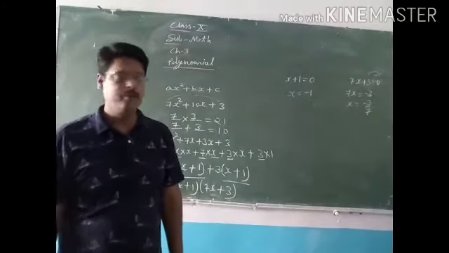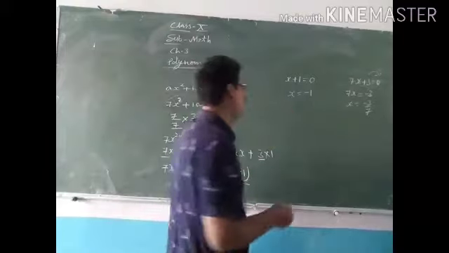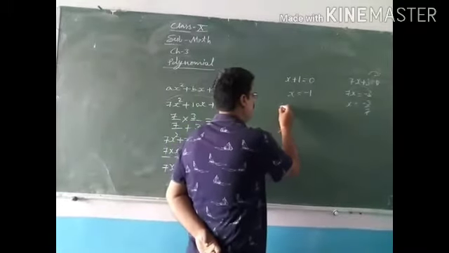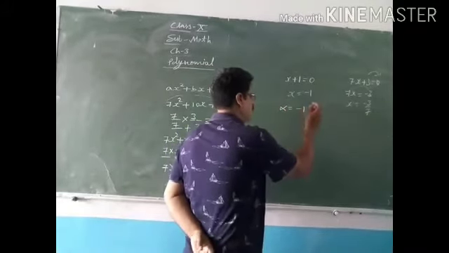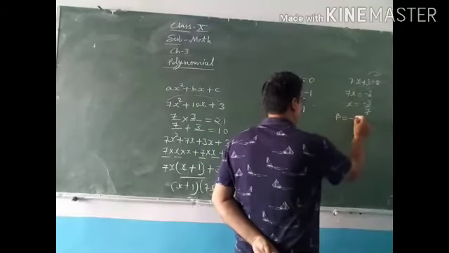Understood everybody? Now this first zero we will represent by alpha. Okay, and this second zero we will represent by beta.